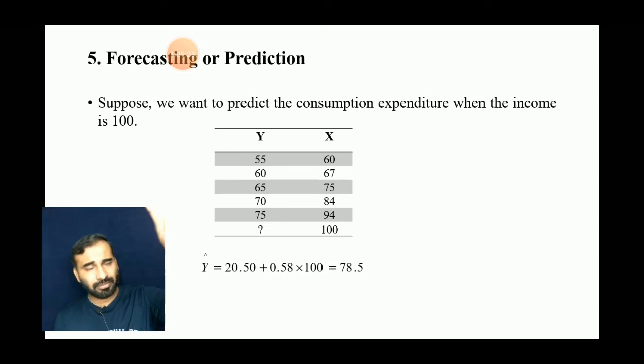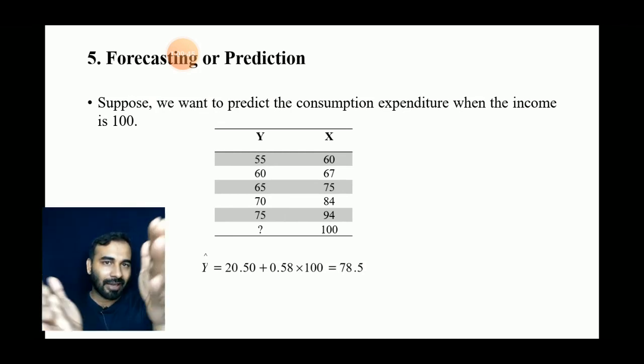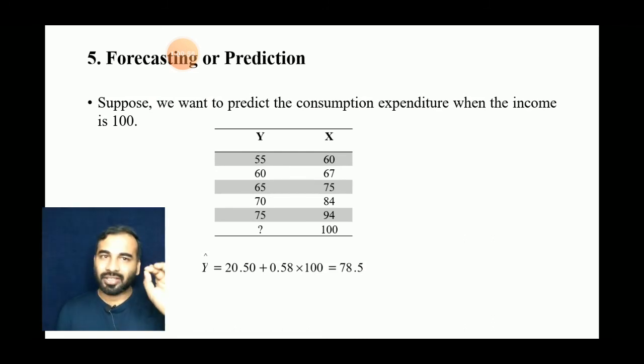So look at this table: 55, 60, 65, 70, 75. There is one more fellow. He is not claiming his consumption, but we know his income. Then don't worry, don't go to him, don't ask him again. You get his income, and you predict his consumption using the available information. Because we have got 20.50 as the intercept and 0.58 as the MPC, you multiply by his income. If his income is 100 rupees, then probably his average consumption would be 78.5.